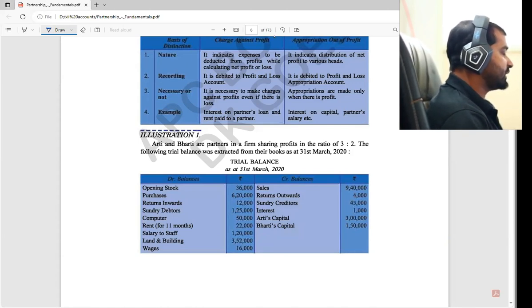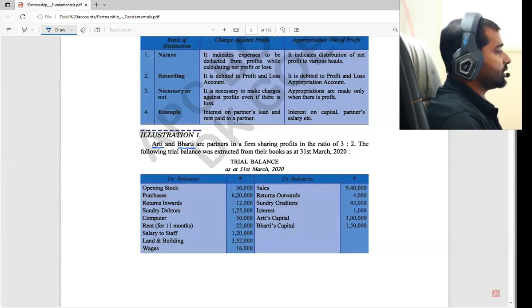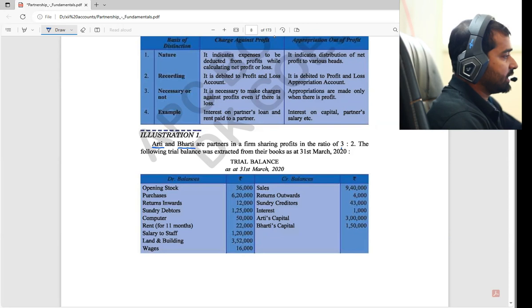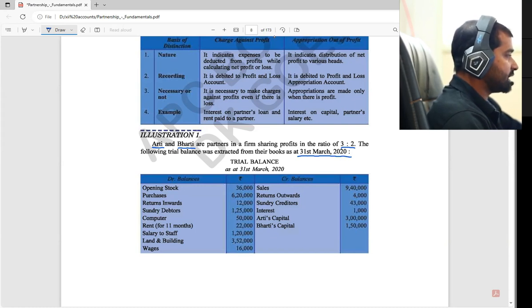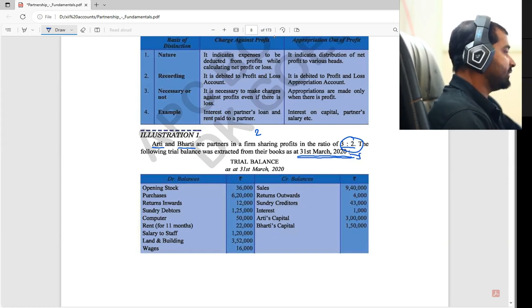In this question, Aarti and Bharti are the two partners sharing profit in the ratio of 3:2. The following is the trial balance extracted from their books as at 31st March 2020. So what are the things required? The things we have already mentioned. Partners are two, the ratio is 3:2, and the year ended is 31st March 2020. These are the things needed first.